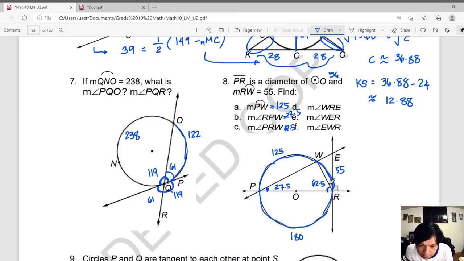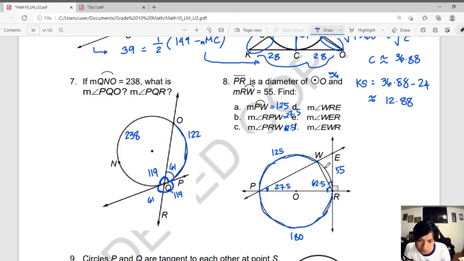WRE. WRE ito. I-erase muna natin ito kasi hindi na masyadong makita. Ito. Yan. WRE. Ito. What is the measure of this one? WRE. So, the measure of WRE is what? The measure of WRE is equal to this one.